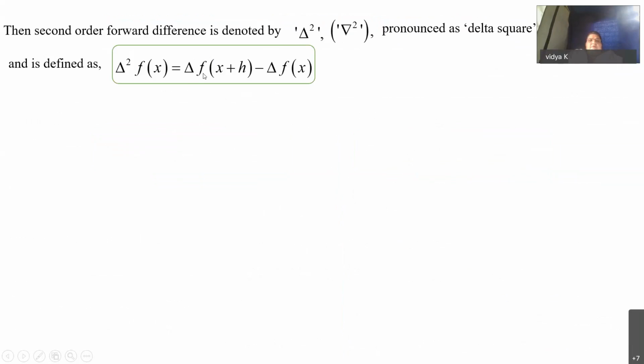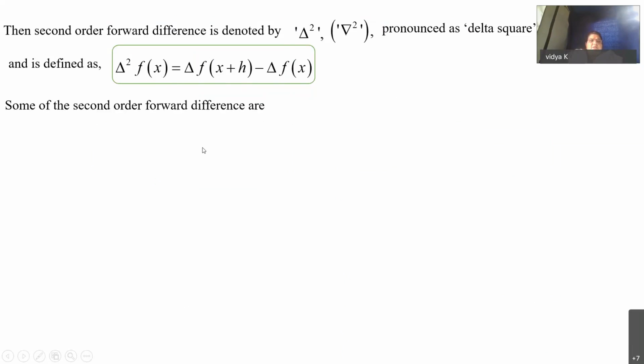It is delta of f of x plus h minus delta of f of x. Before, you had delta of f of x as f of x plus h minus f of x. Now for each term you are applying delta. So delta of f of x plus h minus delta of f of x gives delta square of f of x.